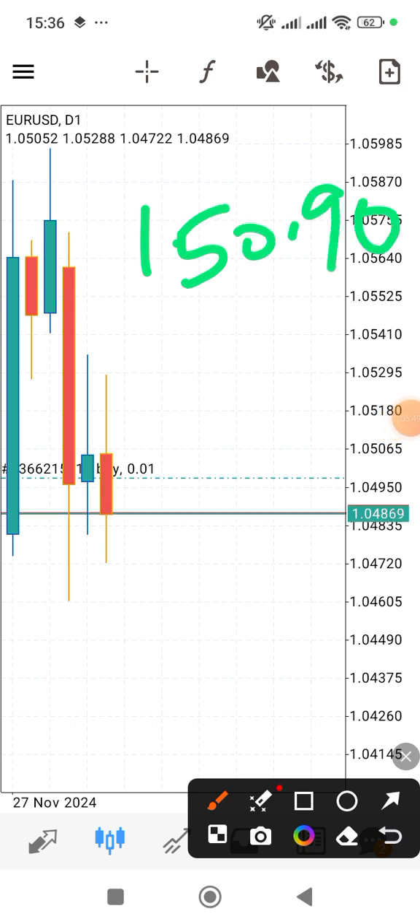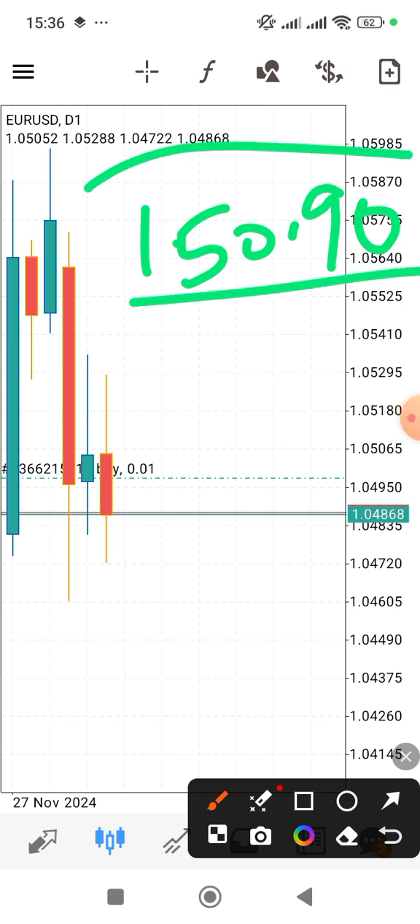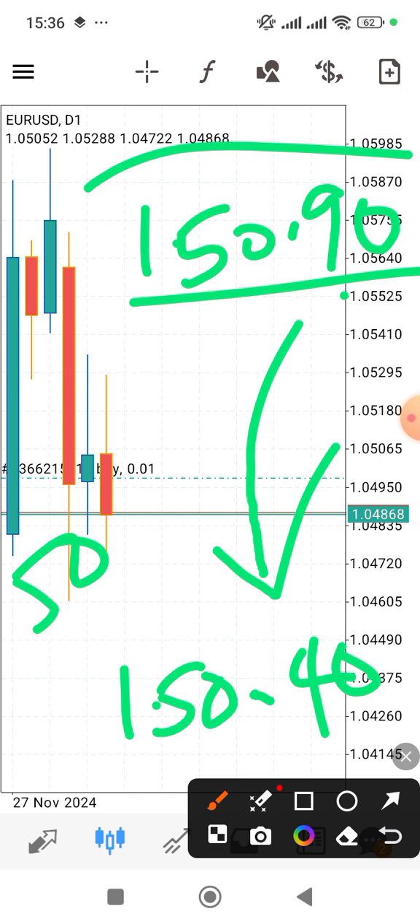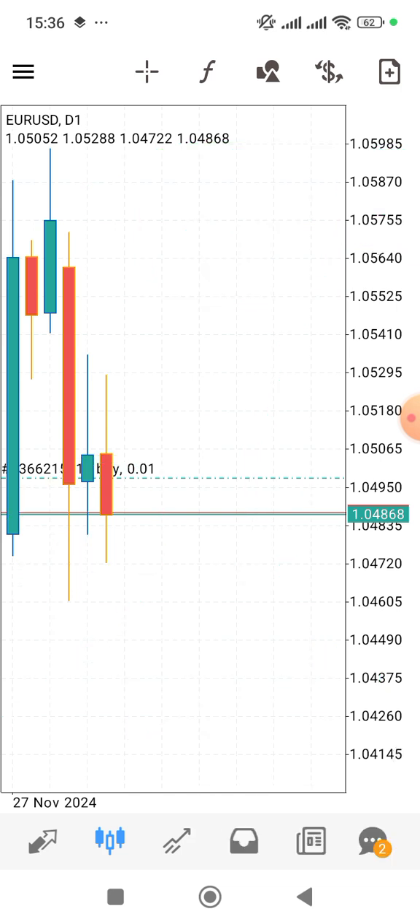So 150.90, and this is the price of USD JPY. Then it now gets to 150.40. How many pips is this? What did it take for it to move from here to here? It's 50. If you subtract it, it is 50 pips, okay? That's how to calculate JPY pairs. You do your subtraction or addition depending on if it's a buy market or sell.